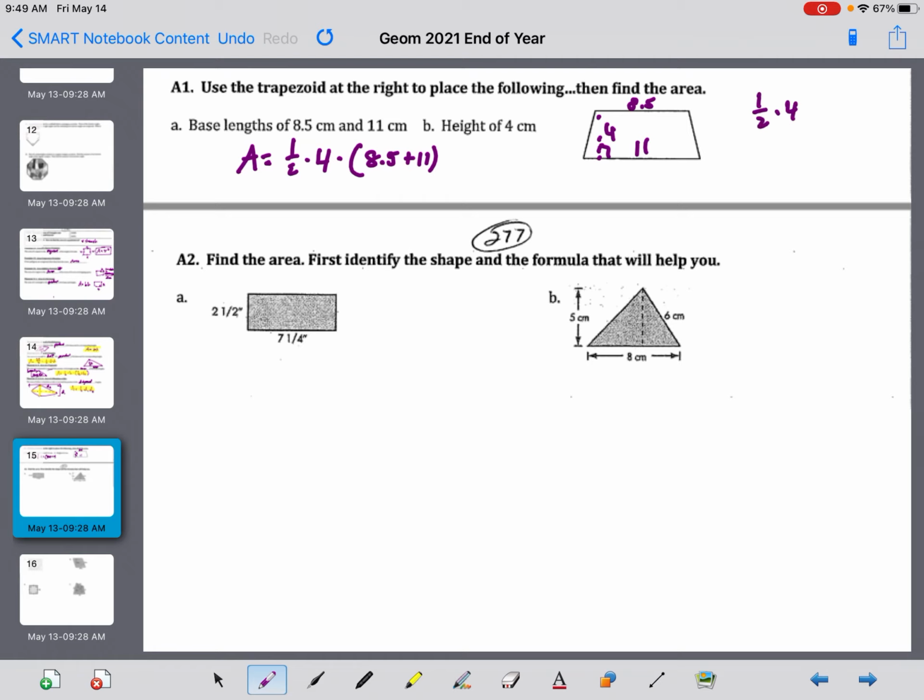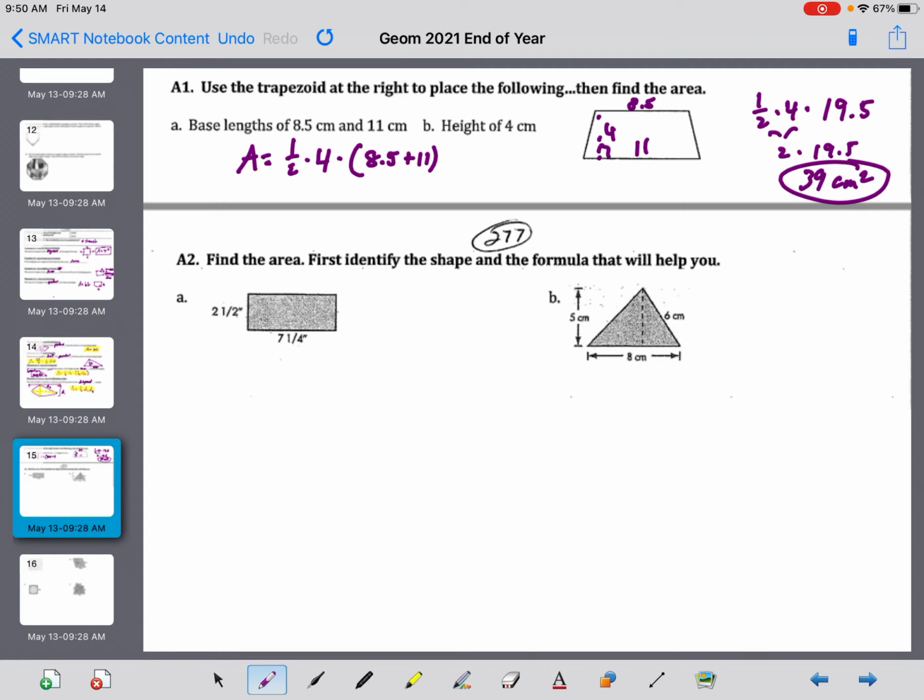So it's going to be 1/2 times 4 times 19.5. And you can multiply this in any order, but if you multiply these two together first, it would be 2 times 19.5, so it would be 39 centimeters squared. That's the area of that trapezoid. Base 1, base 2, add those together, multiply 1/2 times the height times the sum of the bases.